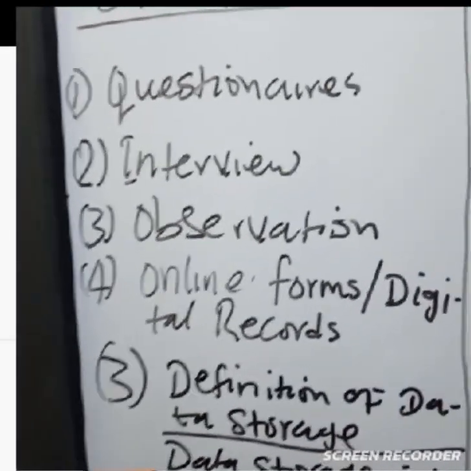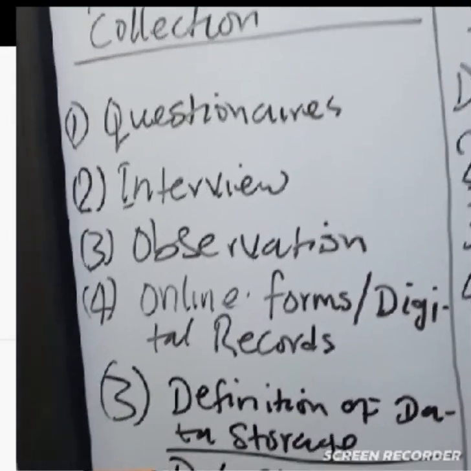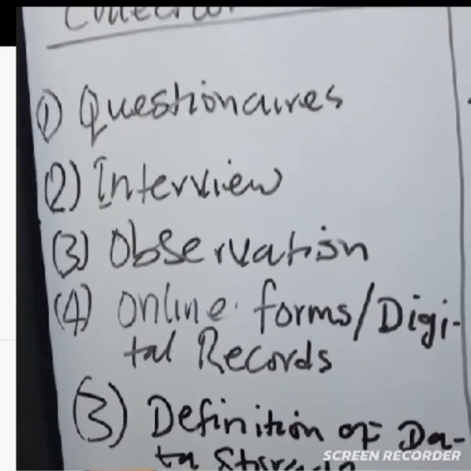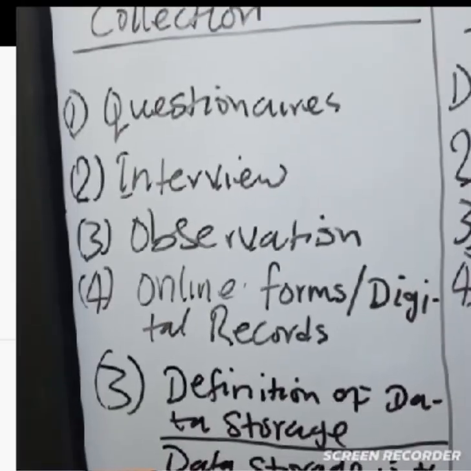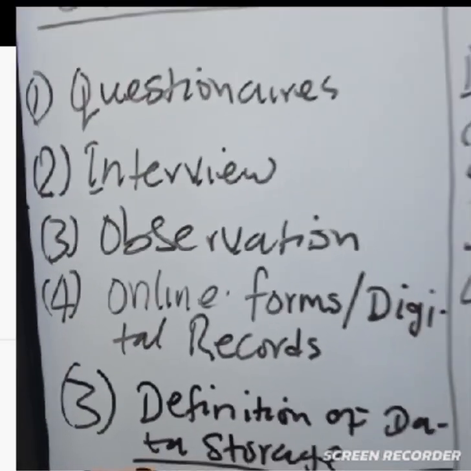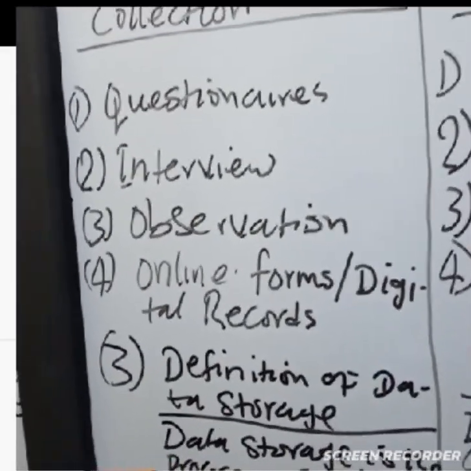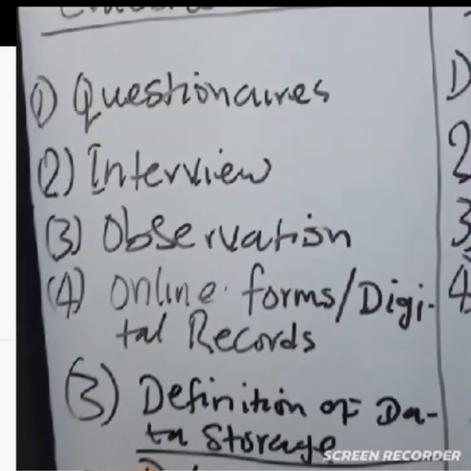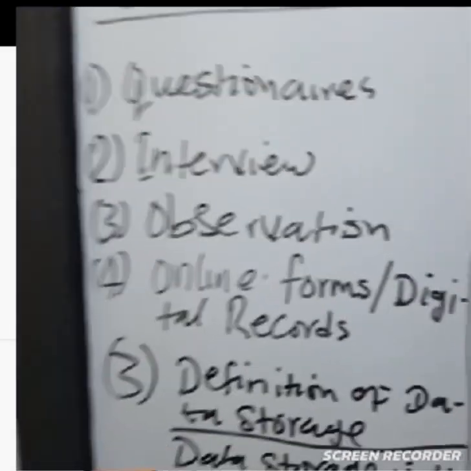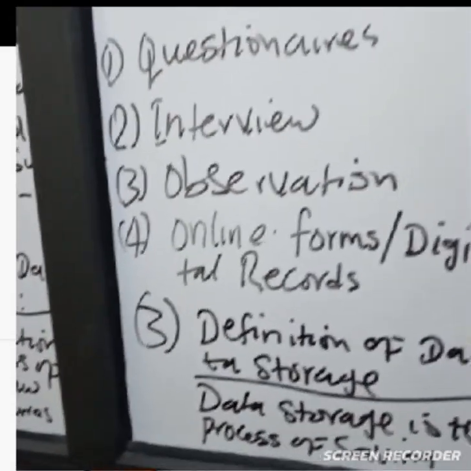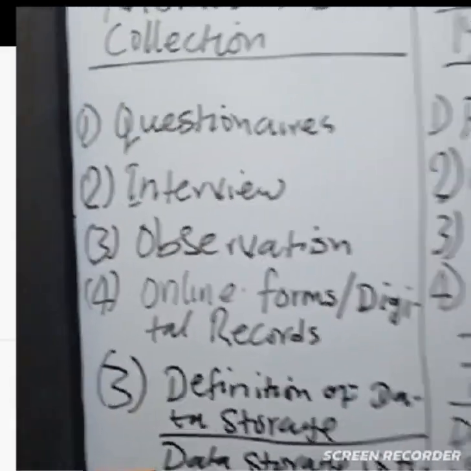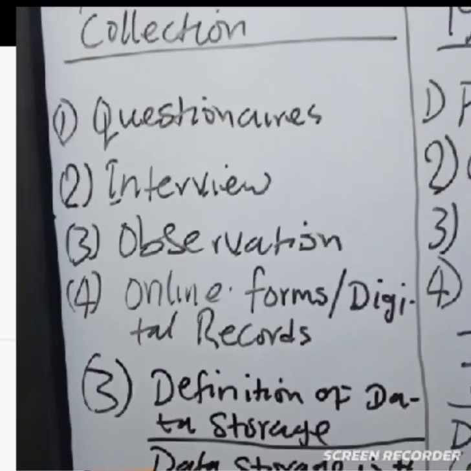An example of the observation method is monitoring student behavior in class, like your form teacher monitoring his or her students' behavior. Others are observing traffic flow on the roads and watching customer behavior in a shop. Those are the basic observation examples. So the number four method is online forms through digital records.